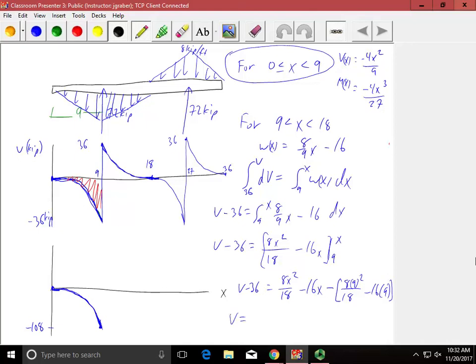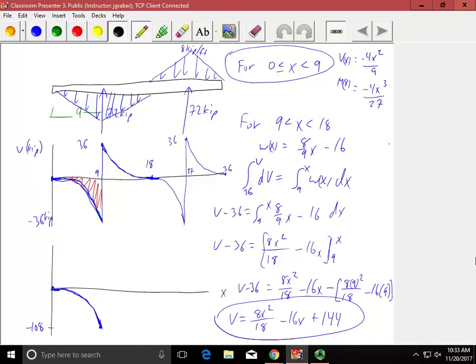Shear is equal to, so that's negative 108, but we got another negative, so that's positive 108 minus 30 or plus 36, 144. Okay, so we now have the equation for shear. What is that equation? It's given right here. We can check it, right?